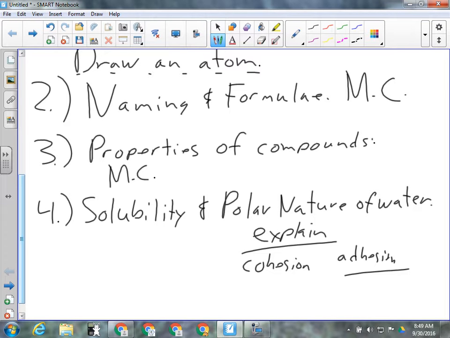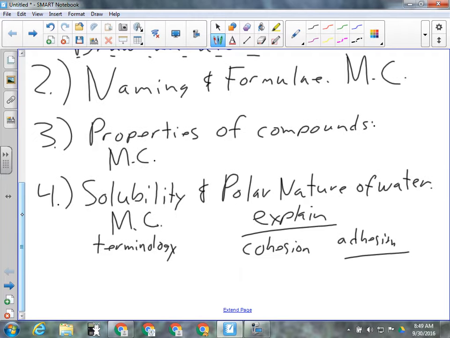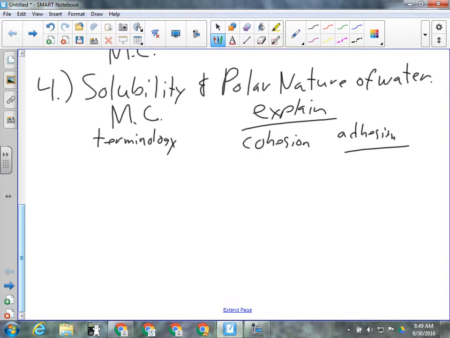And there's also a couple of multiple choice questions on terminology related to solubility. You've got to know what a solute is and what a solvent is, because I'm going to use those terms on the test. So if you haven't become familiar with those terms, the question won't make sense when you get to it. Okay, fifth thing.